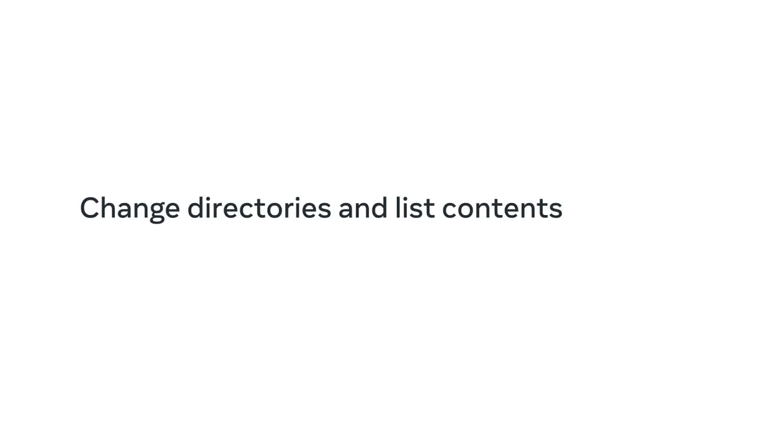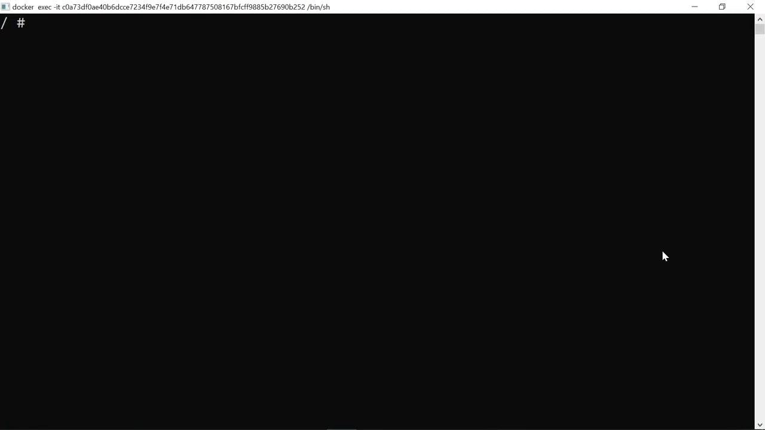I've opened up the command line, and first I want to check what directory I'm currently in. To do that, I run the pwd command. Pwd is short for print working directory. I type pwd and press the enter key. The command returns a /, which indicates that I'm currently in the root directory.